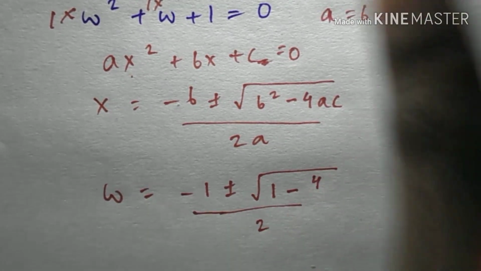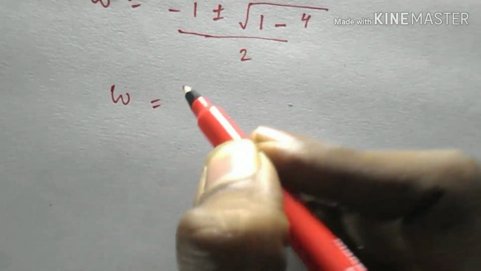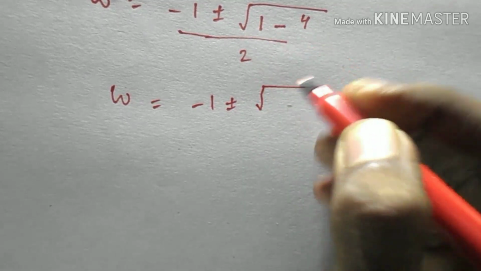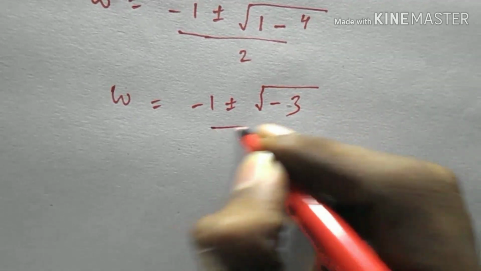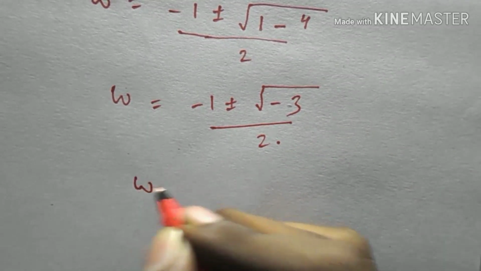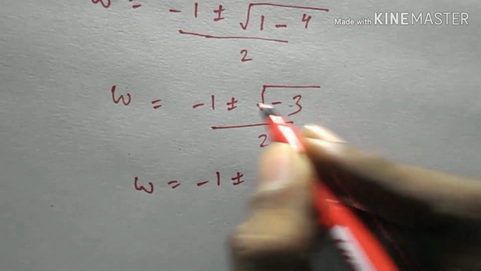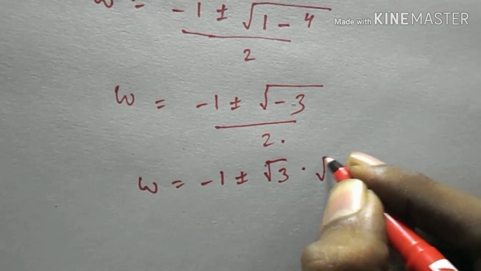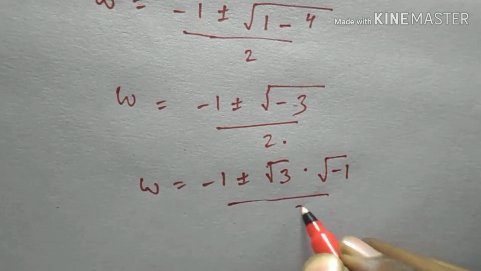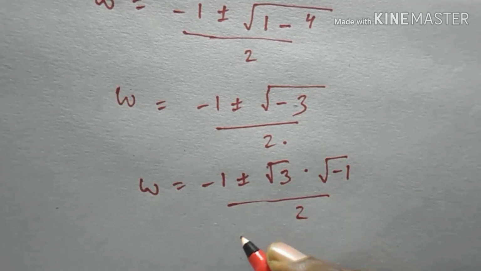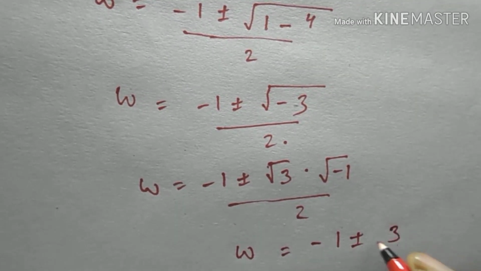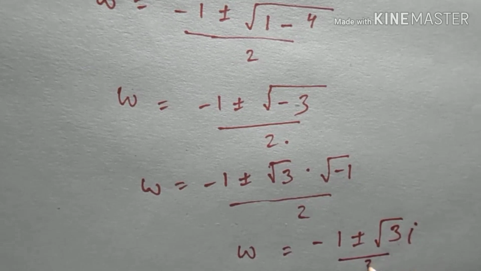So that is omega equals to negative 1 plus minus square root of 1 minus 4, which is negative 3, divided by 2. Now we can write negative 3 as root 3, that's a real number, times root negative 1, divided by 2. Now the square root of negative 1 is i, so we get omega equals to negative 1 plus minus root 3i divided by 2.